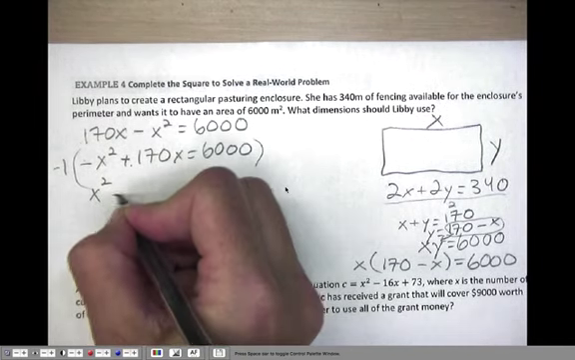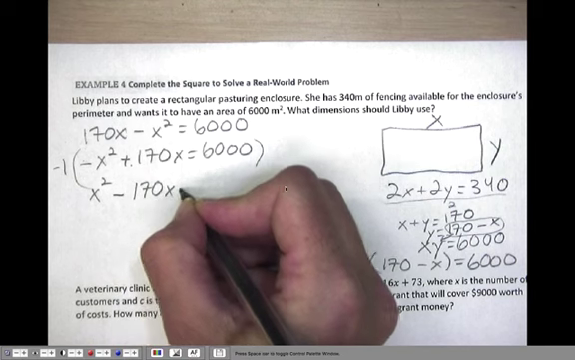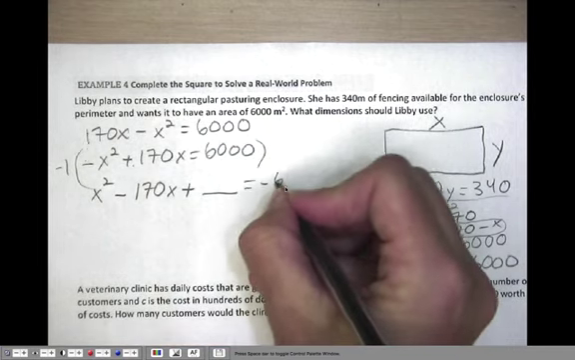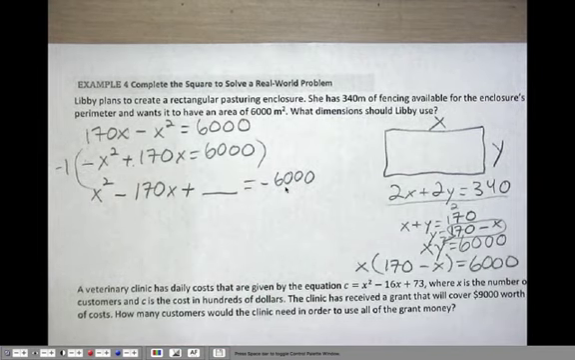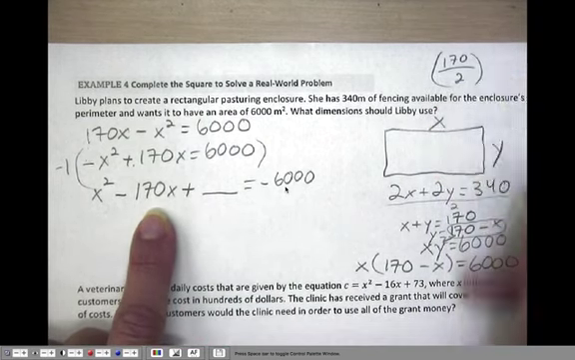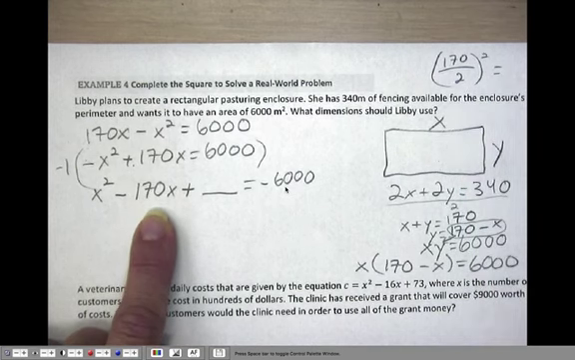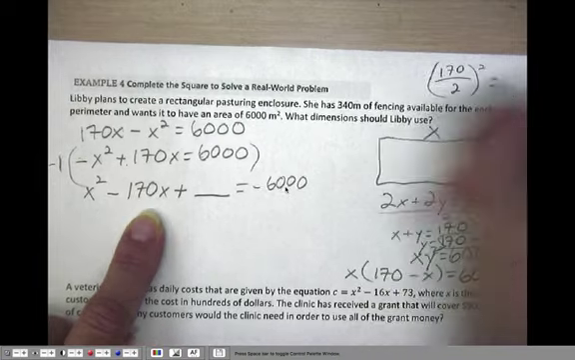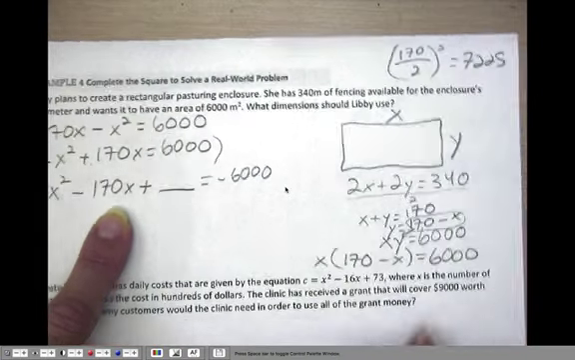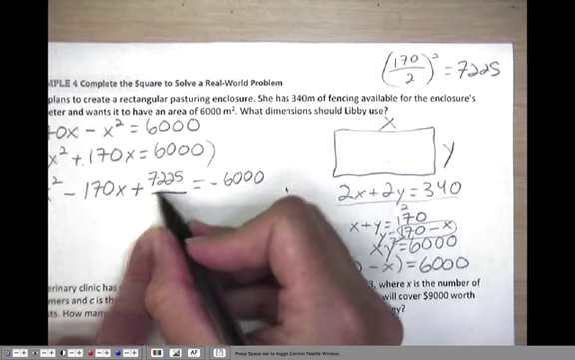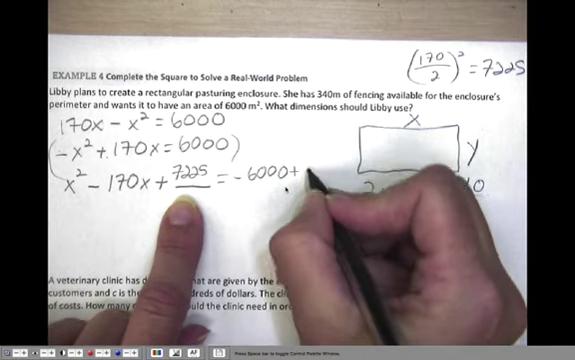So x squared minus 170x plus the blank, because that's my magic number that I'm going to figure out, equals negative 6,000. So that magic number, remember, is going to be 170 divided by 2 and then squared. So 170 divided by 2, and then when I square that is 7225. And if I'm adding it here to the left-hand side, then I'd better add it to the right-hand side.